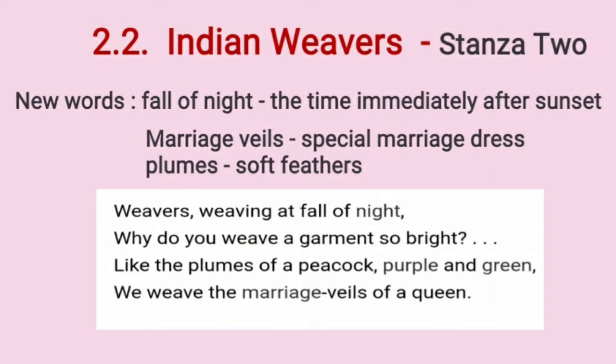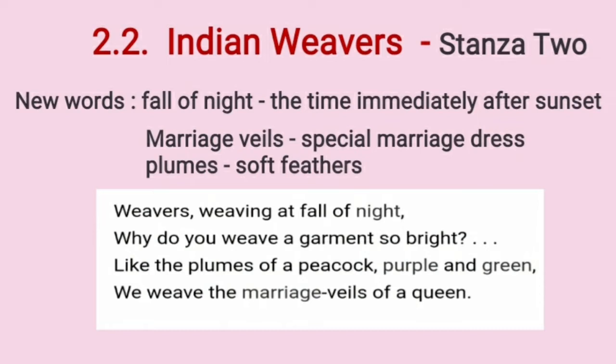Weavers weaving at fall of night, why do you weave a garment so bright? Like the plumes of a peacock, purple and green, we weave the marriage veils of a queen. Now in this stanza, we see the description of adulthood. See the new words. Fall of night means the time immediately after sunset, or we call it dusk. Plumes means soft feathers. Marriage veils stands for special marriage dress.